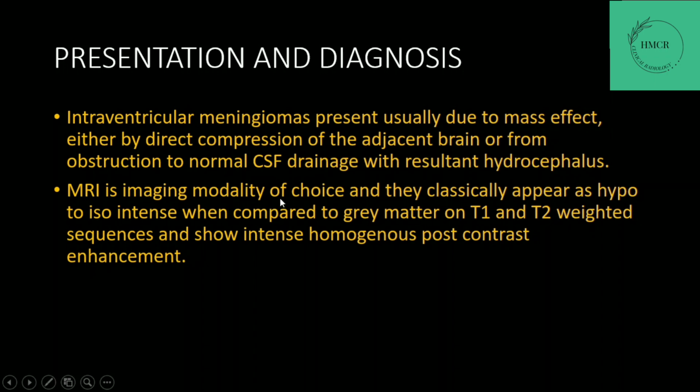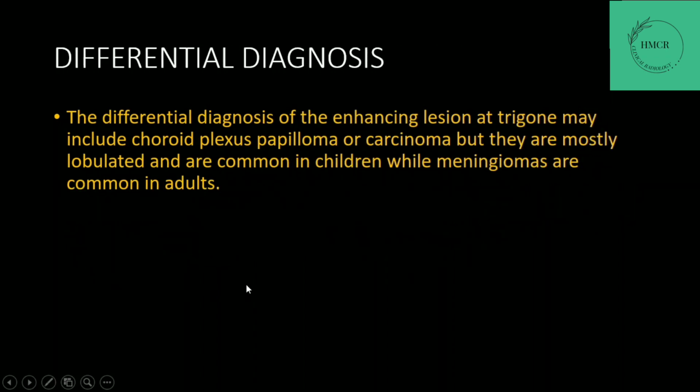MRI is the imaging modality of choice, and they classically appear as hypo to isointense when compared to gray matter on T1 and T2 weighted sequences, and show intense homogeneous post-contrast enhancement, as we have seen in the case.